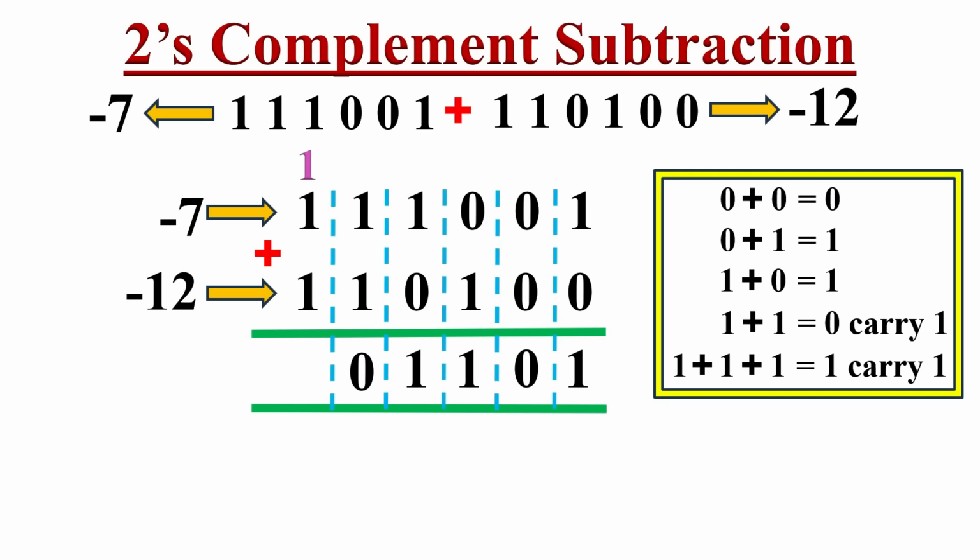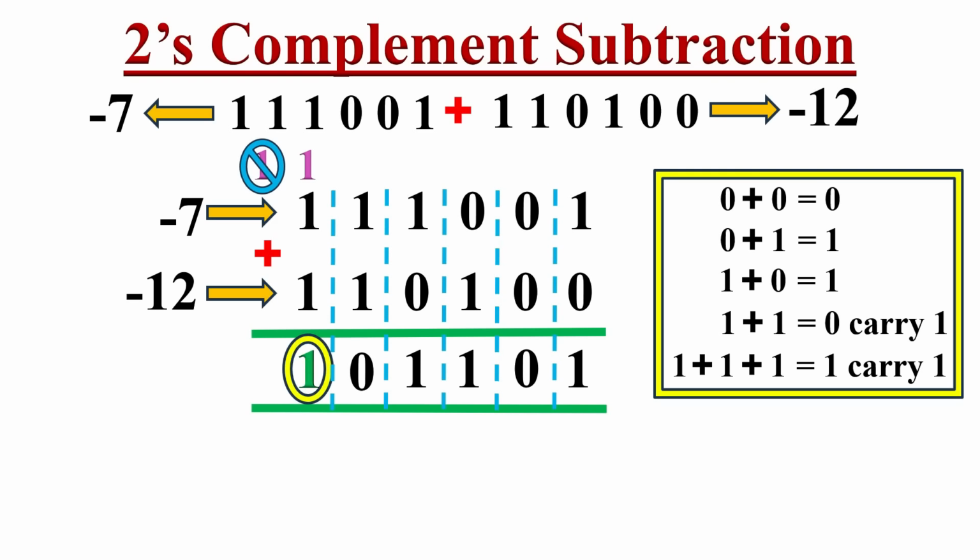In final column we must add 3 ones, that equals to 1 with carry of 1. Here we must ignore this carry. So our result is 101101. If we observe over here, MSB bit is 1, which shows this result is negative number.